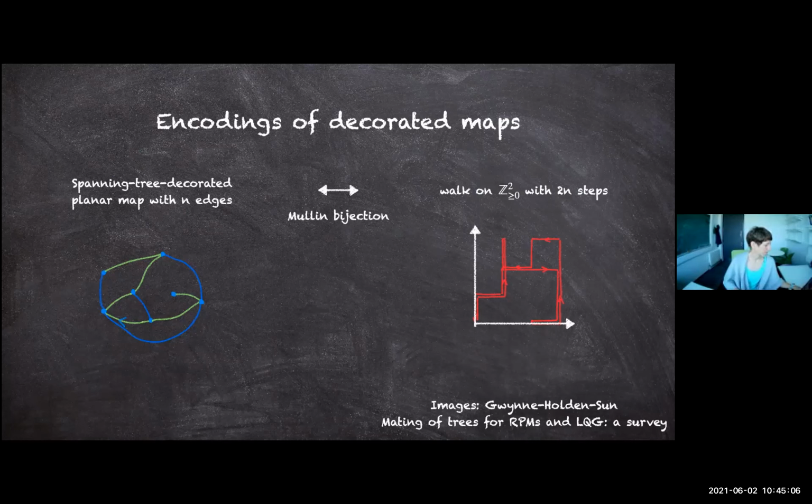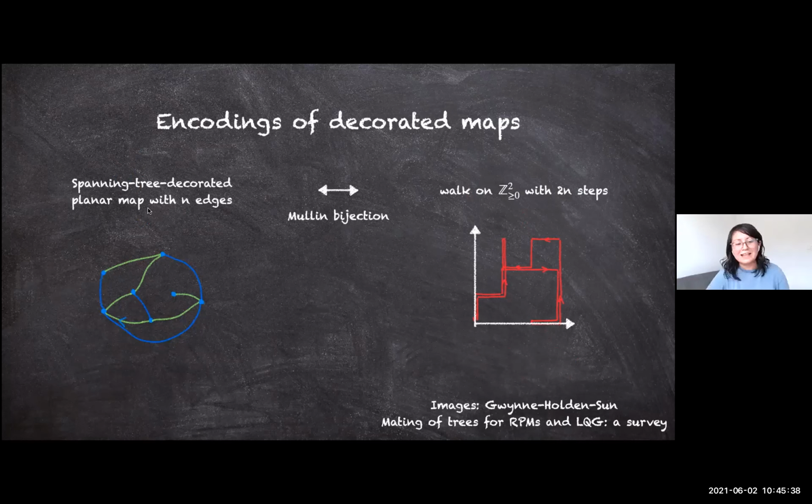Here I'm doing something a little bit simpler, which is a spanning tree decorated planar map. A planar map is a graph embedded on the plane with edges. By a decoration, it means that I have a spanning tree, indicated here in green. If I take a random planar map decorated with a spanning tree, the probability that I get a particular planar map is proportional to the number of spanning trees.